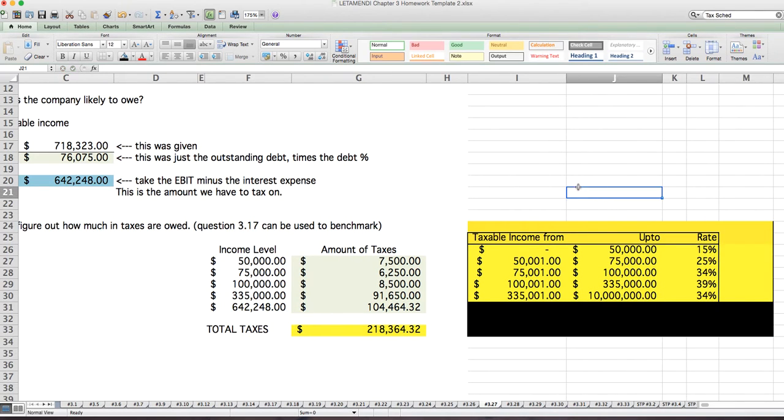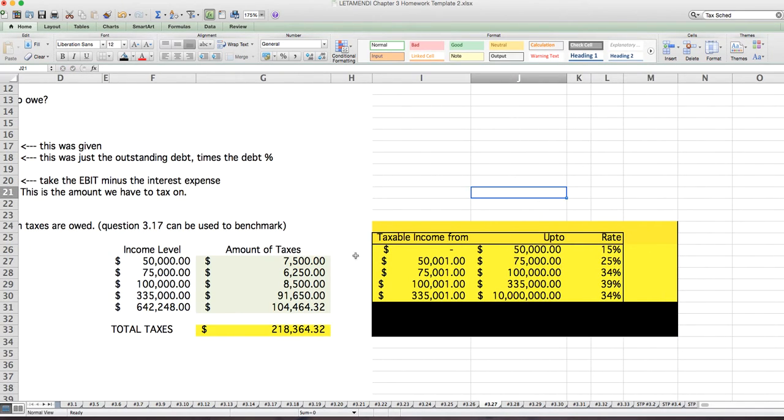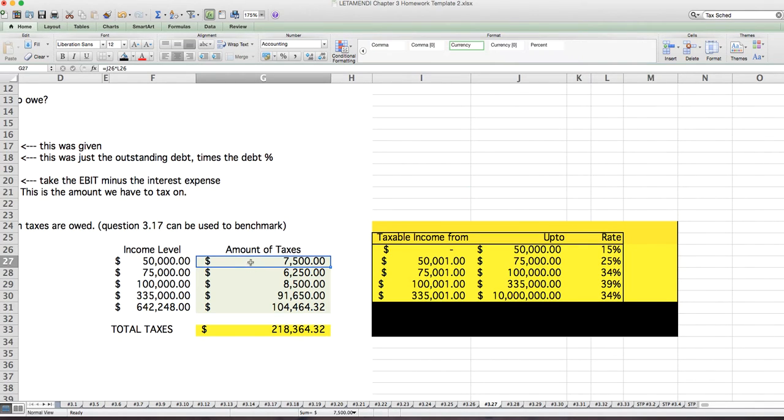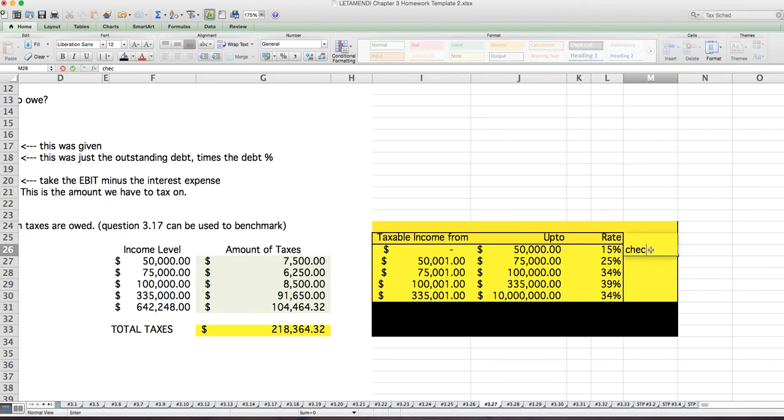Now, in order to calculate the taxes on each chunk of the income, we need to do what we did back in problem 3.17. For the first $50,000, the tax is just going to be 15%, right? So we do 50,000 times 15%, and that gives us $7,500. So now we do check.